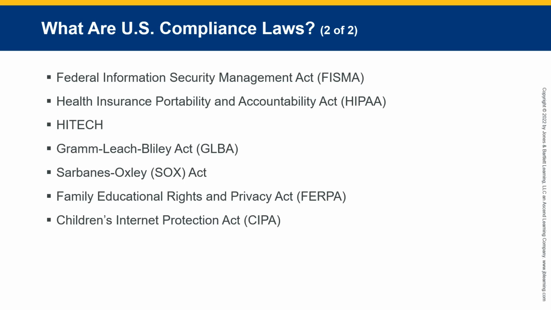Family Educational Rights and Privacy Act, FERPA. The Family Educational Rights and Privacy Act was put into law in 1974. This law applies to educational institutions such as colleges and universities. Any educational institution must protect the privacy of its students' records and must provide students access to their own records. This gives students a way to correct errors and control disclosure of their records.